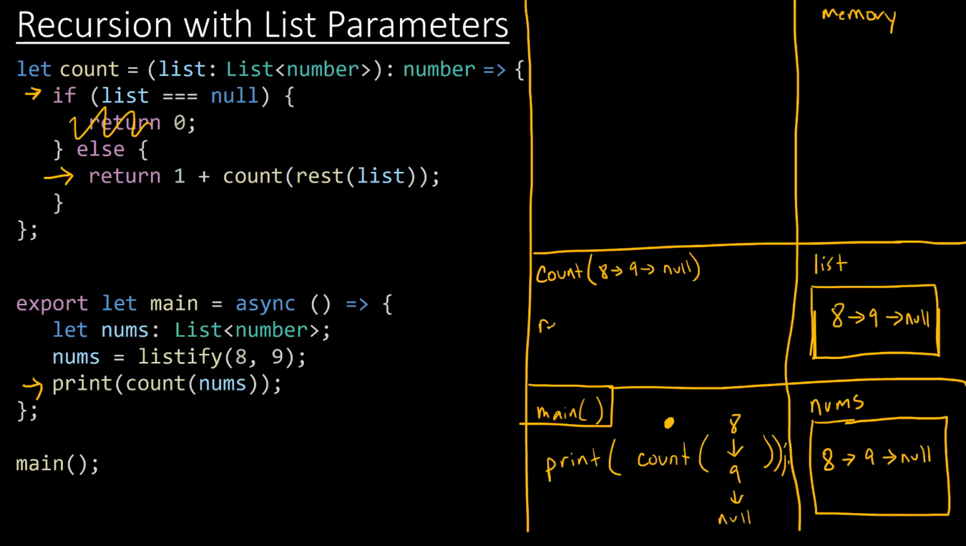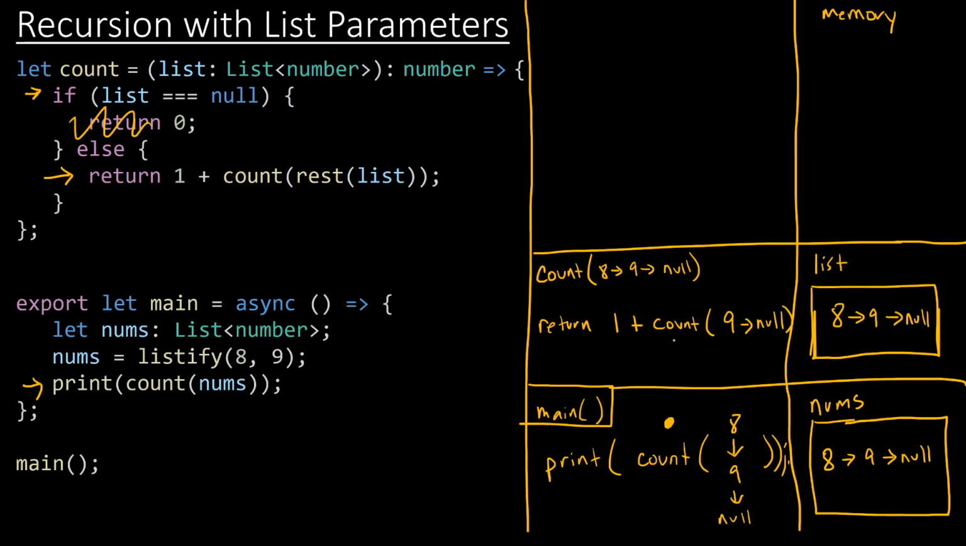This line of code is return 1 plus the result of calling count on the rest of the list. I'm not going to substitute the list in for this list variable here, 8, 9. We can just imagine what is the rest of this list, where the list is 8, 9. The rest of the list is just the list 9 followed by null, right? So this is what that would evaluate to.